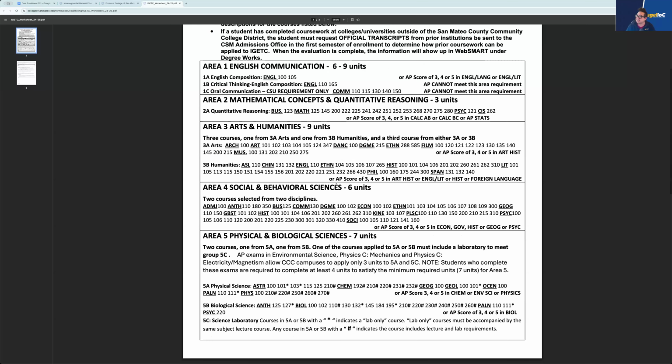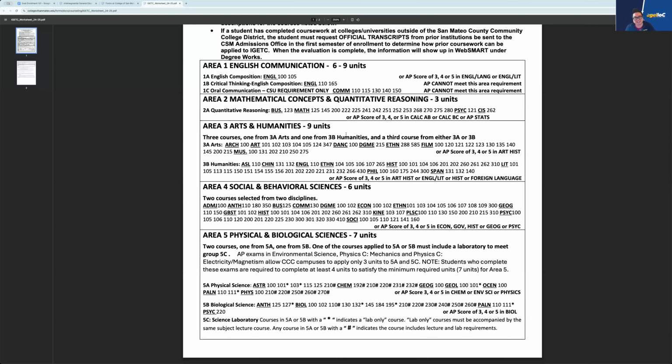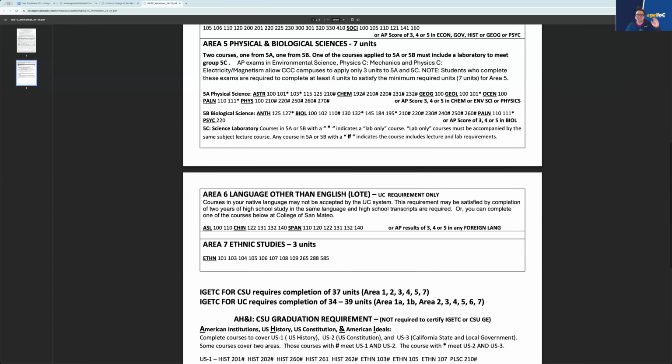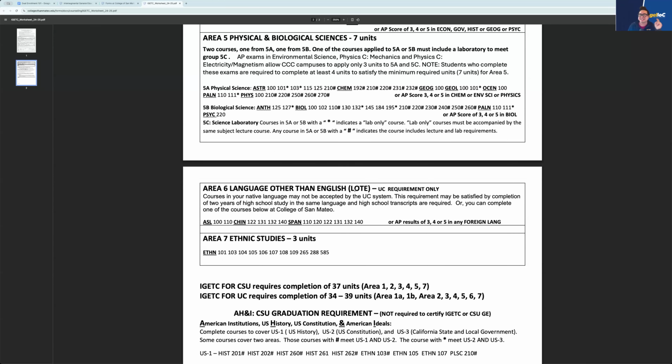So these are the categories. There's 6 or 7 categories: 1, English; 2, math; 3, arts and humanities; 4, social behavior science; 5, physical biological sciences; 6, language other than English; 7, ethnic studies. There's a little preview for you guys. Area 6 is going away. There's no more language requirement, right? Area 7 will be required for all. By the way, this school has 7.